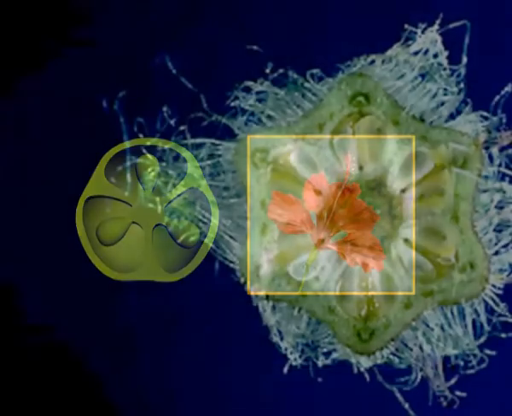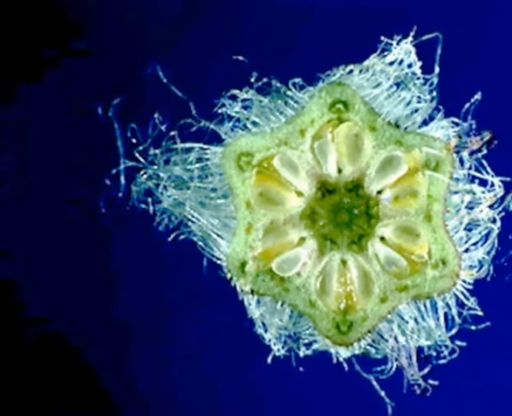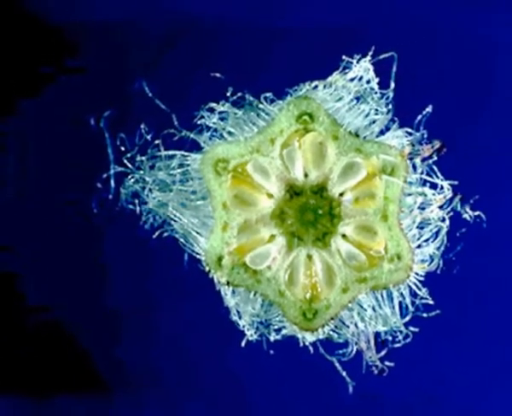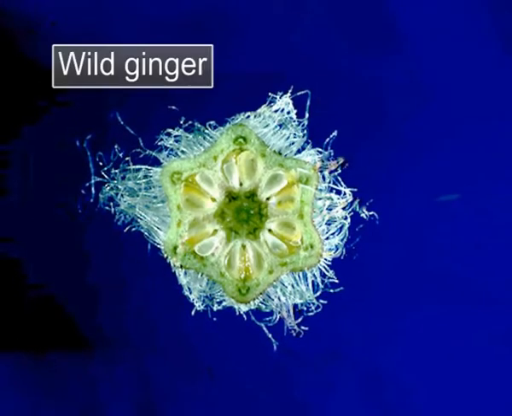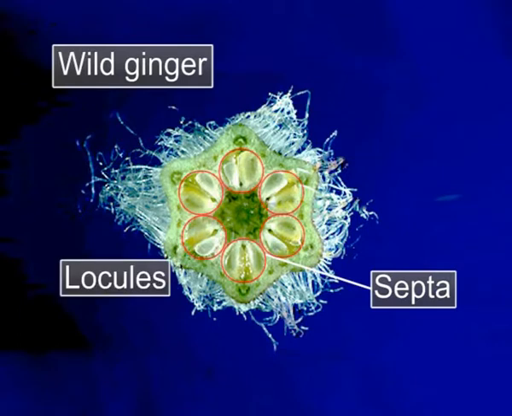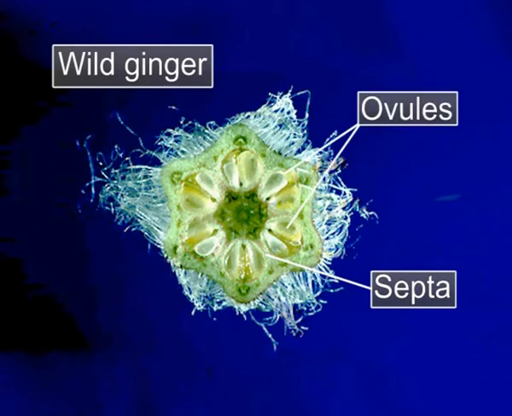Let us take another example of axile placentation. This is a cross-section of the ovary of wild ginger. There are septa dividing the ovary into 6 locules. Hence, the gynoecium of this flower consists of 6 connate carpels. Ovules are attached to the central axis of the ovary.